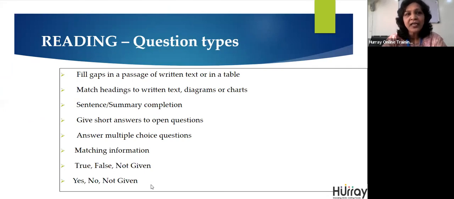for fictional text, where you are writing the opinion of the writer. In the opinion of the writer, is it yes, or in the opinion of the writer, is it no, or it is not given. I hope these are clear to you so far.